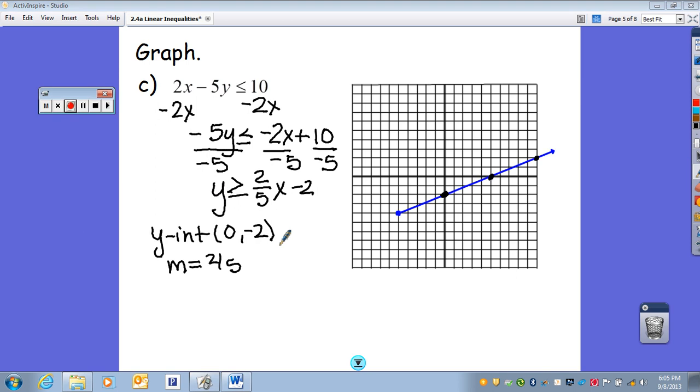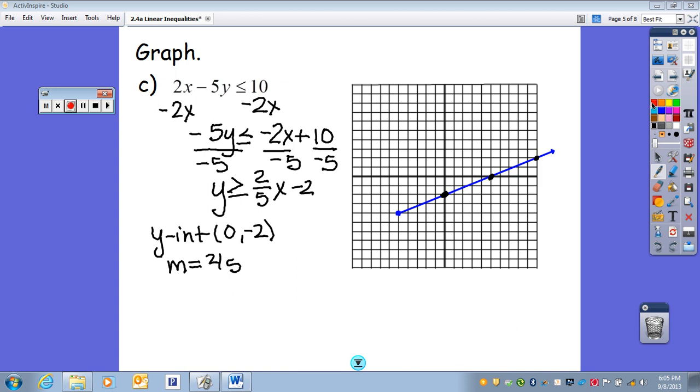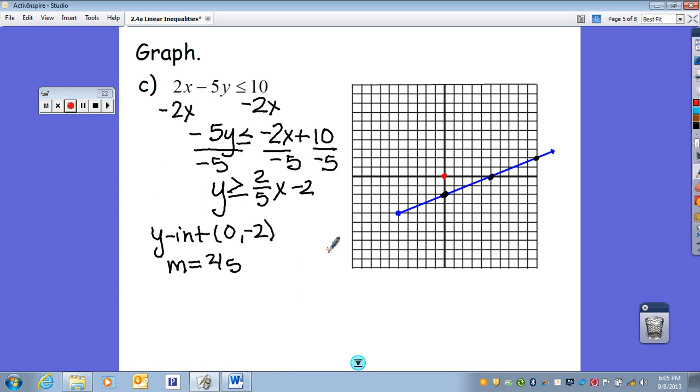Now that we've put our line on, we need to decide where to shade. Up to the left or down to the right. Again, the best bet would be to pick a test point, and we could pick the point again, the origin 0, 0. That is in the region that's up and to the left. So we'll pick 0, 0. We're going to substitute the 0, 0, and we can substitute it into either the original equation or the one that we solved. I'm going to do the original equation.